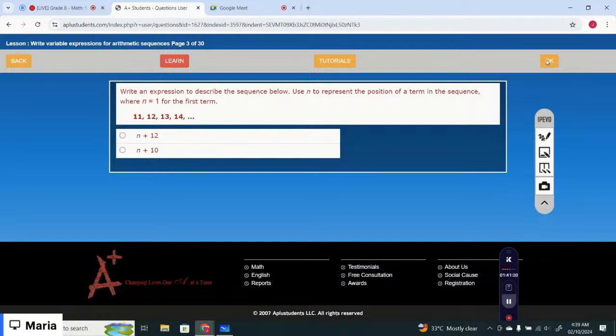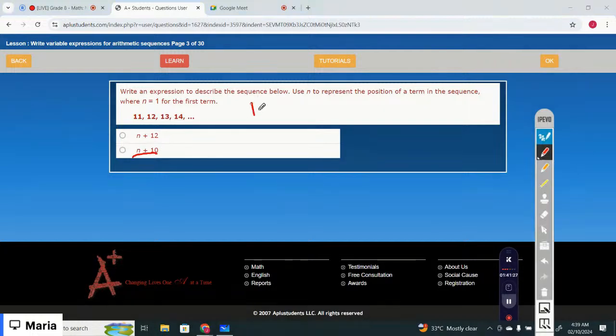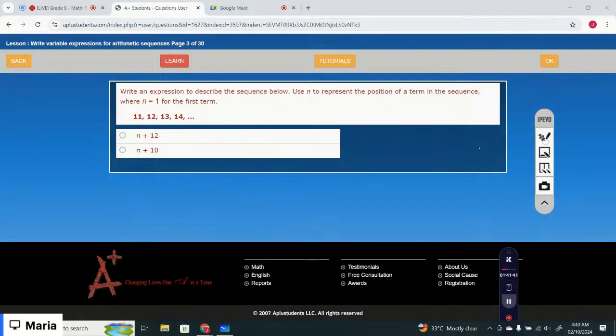So the sequence is n plus 10, right? Because when n equals 1, the first one would be 10 plus 1, that is 11. When n equals 2, that is 10 plus 2, that is 12. When n equals 3, 3 plus 10, that is 13. So the correct option is option number 1. The mathematical sequence is n plus 10.